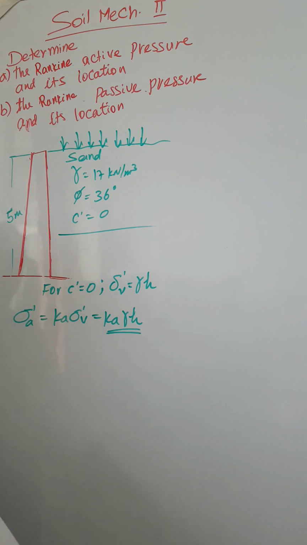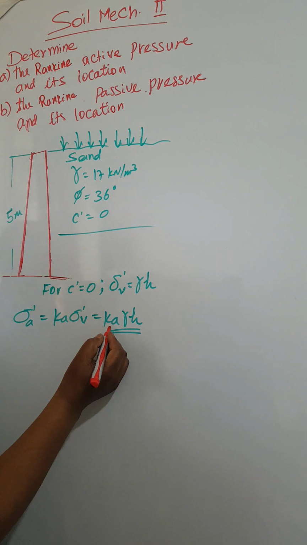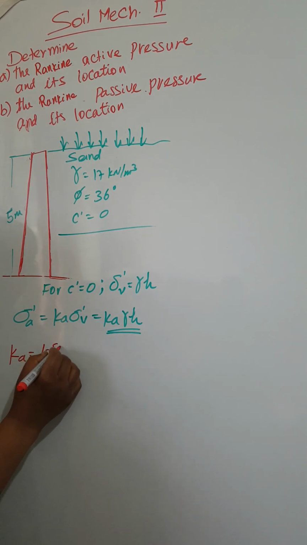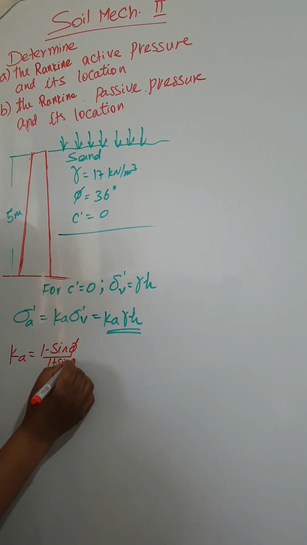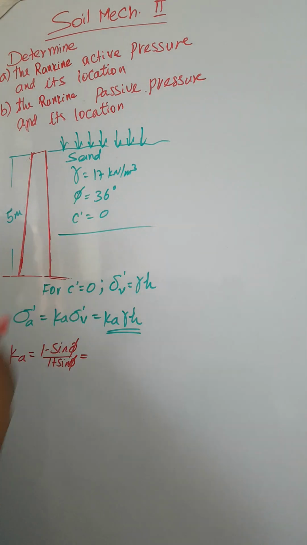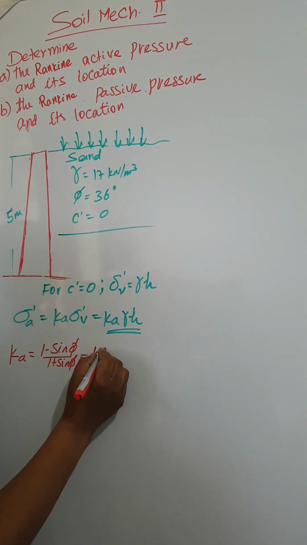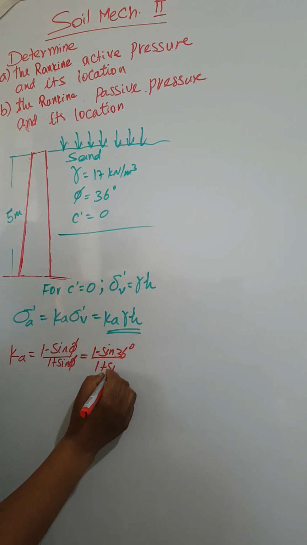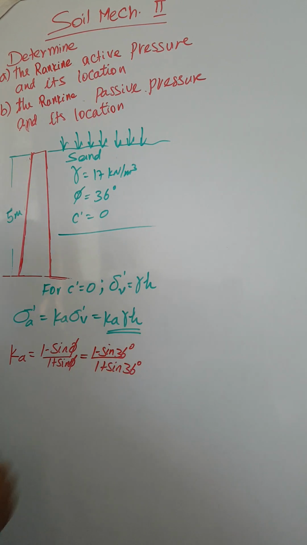So ይሄን ለማግኘት ማድረግ አለብን ማለት ነው። አክቲቭ ፕሬሸር ዴቨሎፕ ማድረጊያ ኮንስታንት KA መፈለግ አለብን። And for the active, Ka is equal to 1 minus sin psi divided by 1 plus sin psi. Okay, sin psi. ይሄ ምን ማለት ነው? Our angle of friction is 36 degree. So 1 minus sin 36 degree divided by 1 plus sin 36 degrees.